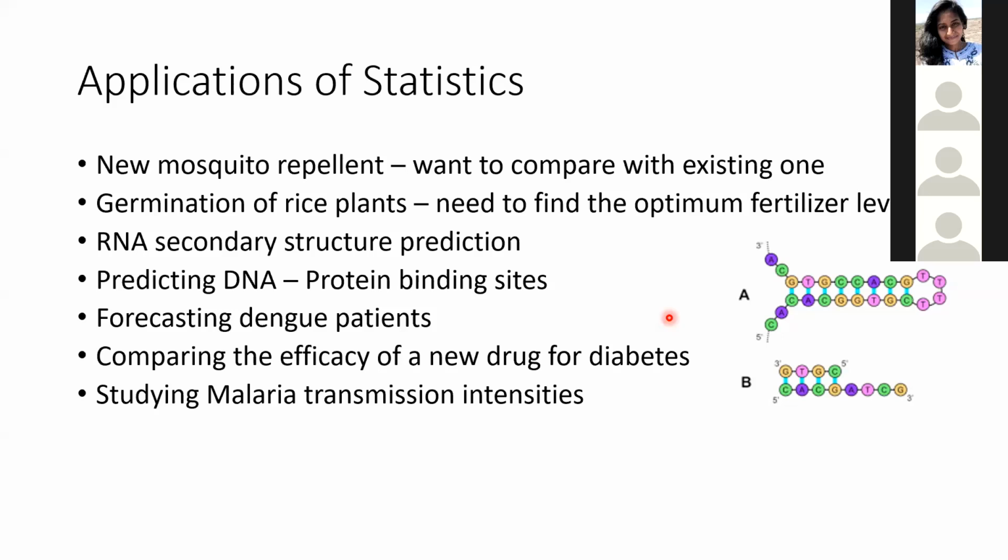Recently, I had the chance to be involved with malaria research as well, where malaria transmission intensities were studied. Also, forecasting financial indices like inflation, etc., can also be modeled using statistics. So these are some of my experiences. If you ask a senior person from our department, they would give a very lengthy list.